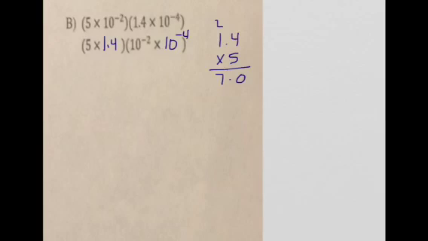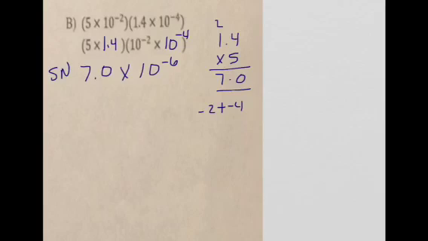Now we're going to go ahead and multiply. 1.4 times 5, as you can see over here, is 7. So we're going to have 7.0 times 10 to the, now we have negative 2 plus negative 4. So negative 2 plus negative 4 gives us negative 6, which is our new exponent. That's how you would write the number in scientific notation.